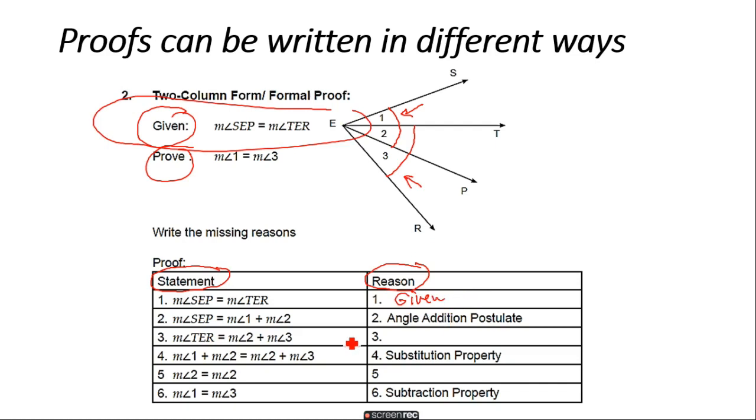So you have the given, and then you're just going to supply the next statements, like statement number 3 and statement number 5. Here, we have measure of angle 2 plus measure of angle 3. This is again the angle addition postulate, right? And then here, measure of angle 2 is equal to measure of angle 2, you have the reflexive property of equality. So you're just going to supply the reason here.